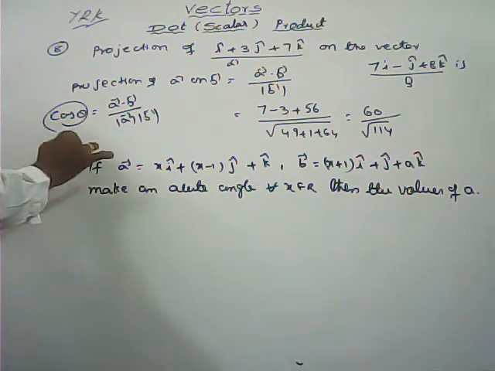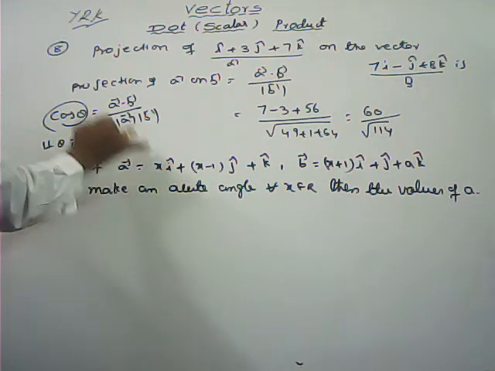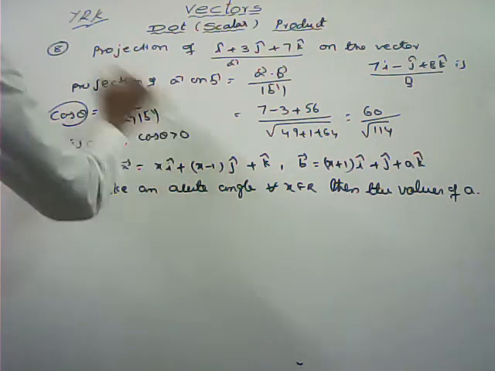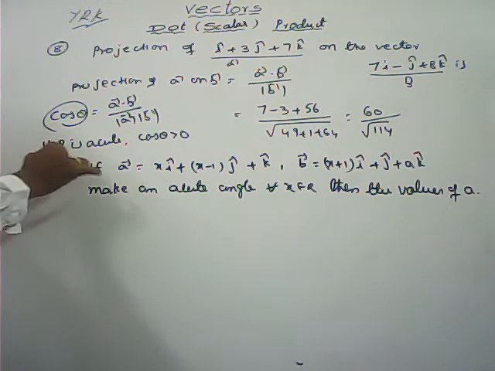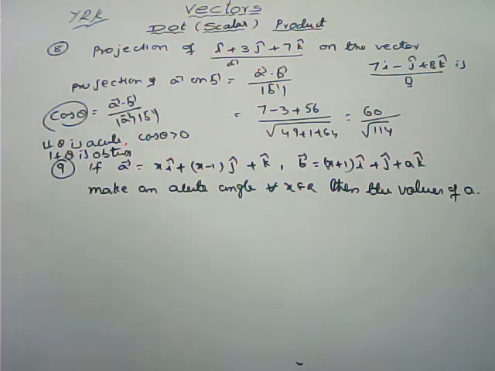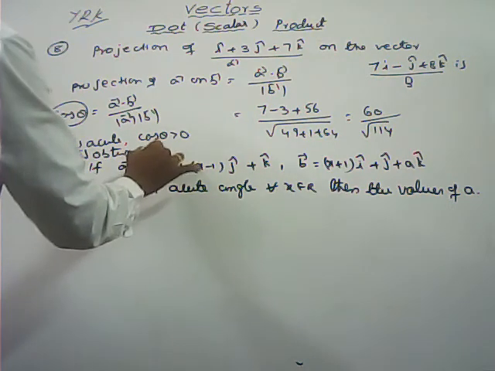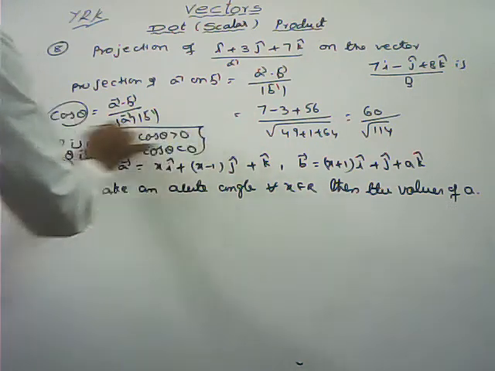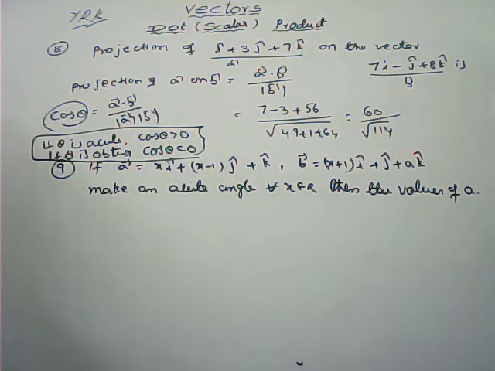If theta is acute, cos theta is more than 0. And if theta is obtuse, here what is the range of theta? Lies in between 0 to 180. If it lies in between 0 to 90, that one we say acute. If theta is acute, cos theta is positive in the first quadrant. Obtuse means more than 90. 90 to 180 second quadrant, cos is negative. Cos theta is less than 0. These two conditions are important. If theta is acute, cos theta greater than 0. If theta is obtuse, cos theta less than 0.